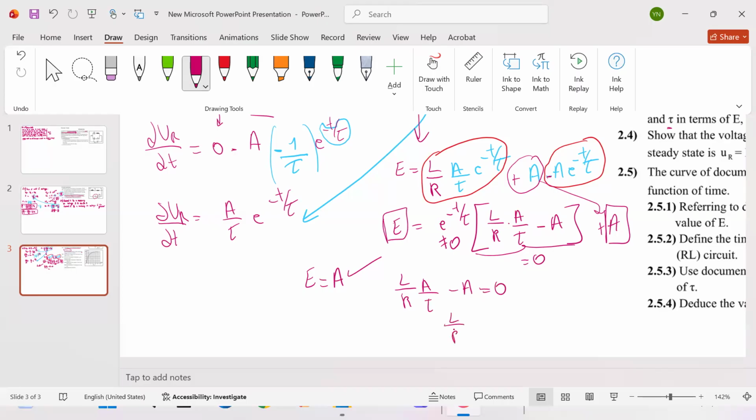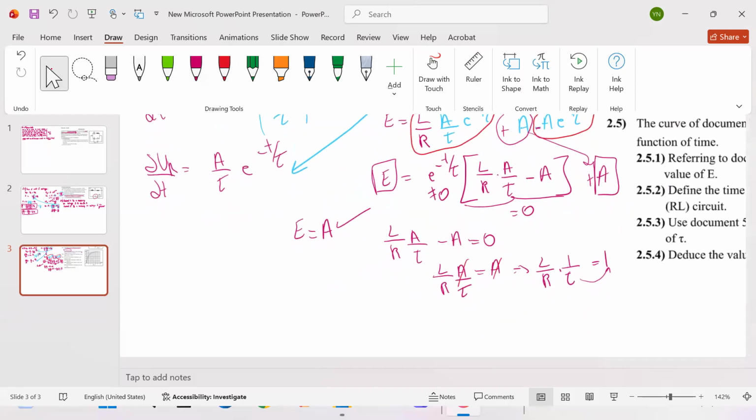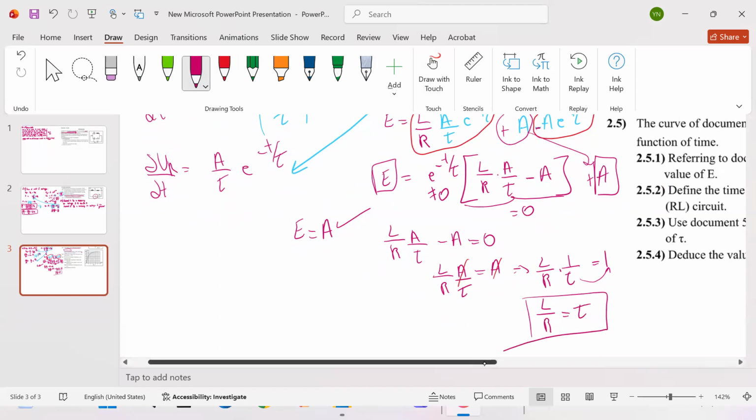And we take each one of them on a side, we will get A and A on both sides. We can't simply remove them. I forgot my tau. So I will get L over R times 1 over tau equals 1. Just simply put tau on the second side of the equality. You will get times tau on the other side. So simply L over R equals tau.